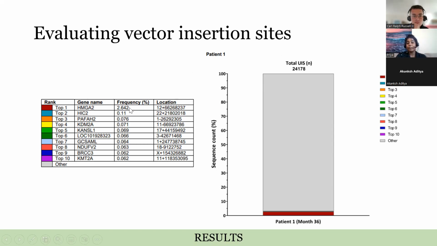But this is fine because it's lower than the 10% I mentioned earlier, so this amount of disruption wouldn't change the phenotype of the patient. It's still healthy and it's not causing any adverse effects. But it's important to monitor for this because sometimes there might be an unfortunate situation where it inserts in a place where it is dangerous for the patient, if it inserts near an oncogene, for example. But in this study, that didn't happen.